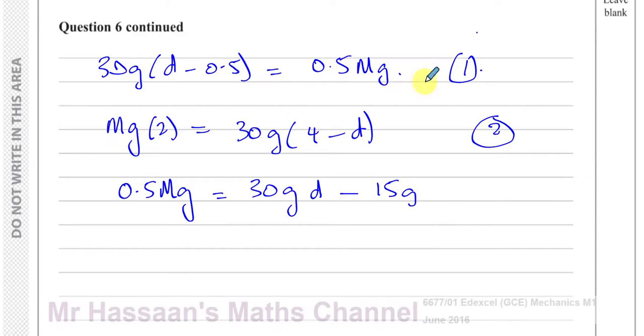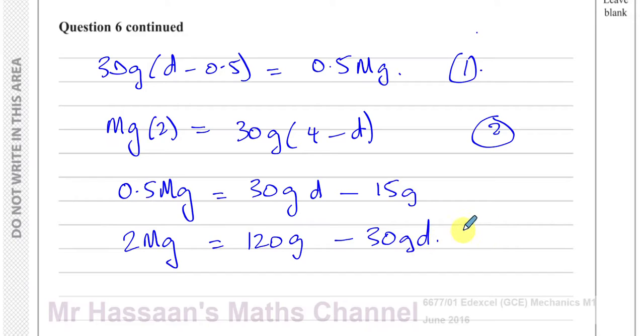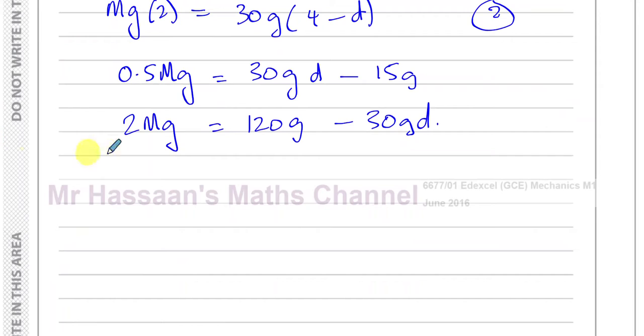Okay, and the second one I'll write as 2mg equals 120, that's 4 times 30g, and that's minus 30g times D. So if I add these two equations together, what's going to happen is this is going to cancel out. So the D will be eliminated.